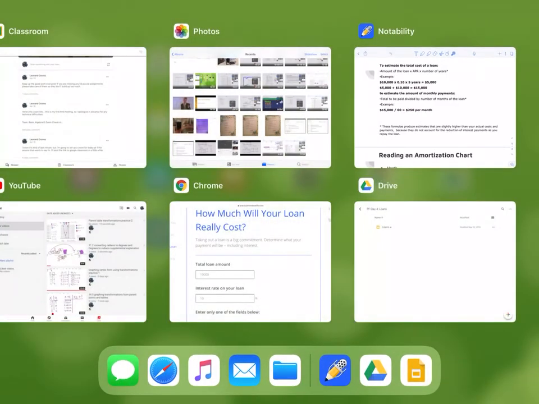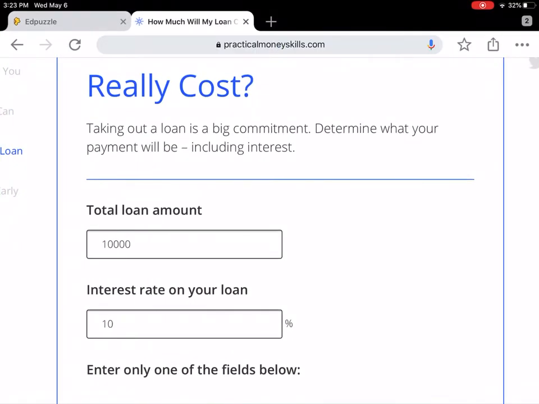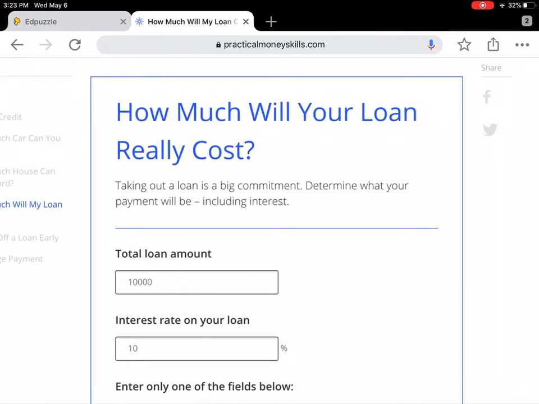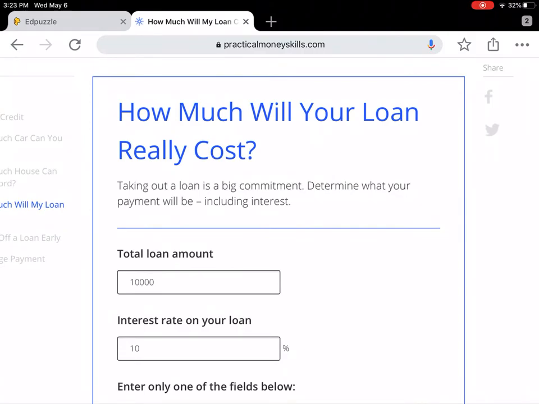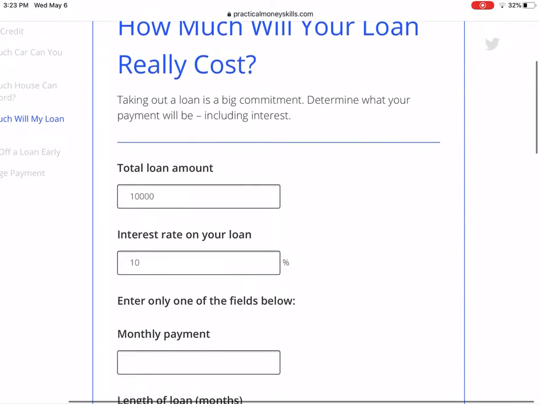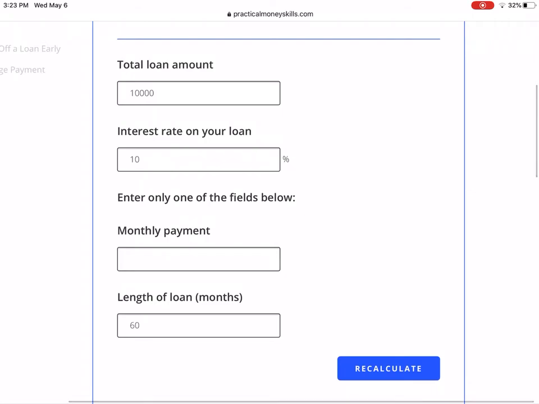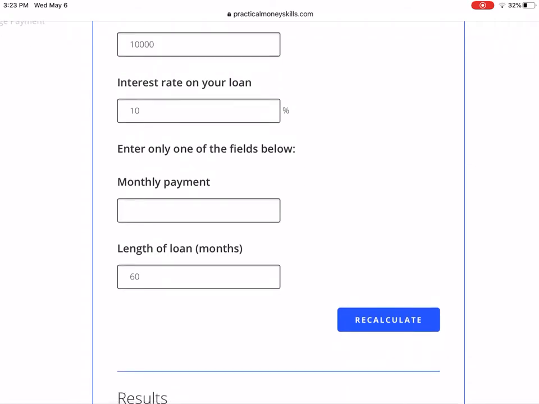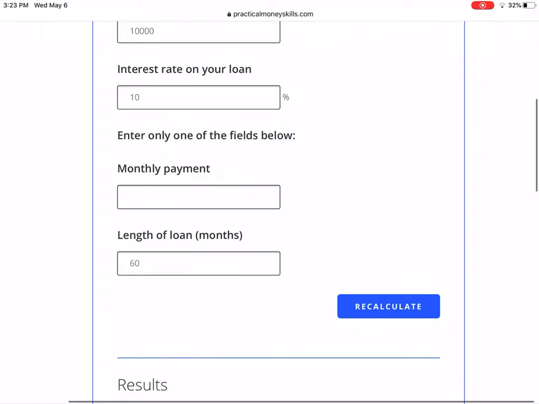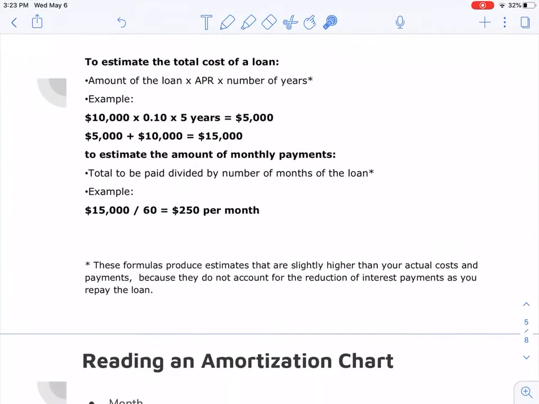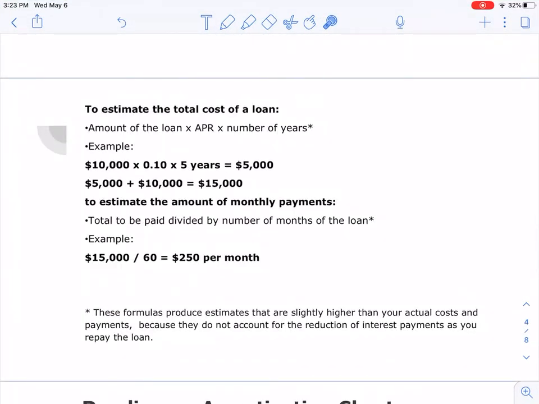So there's a nice loan calculator here on Practical Money Skills. You can go to practicalmoneyskills.com/calculators, and there are several different calculators on there. But this one helps us come up with an amortization chart. And so I took the numbers that we used, a $10,000 loan at 10%, and for the length of the loan I used 60 months. So that's just matching what we had here. $10,000, 10%, 60 months.